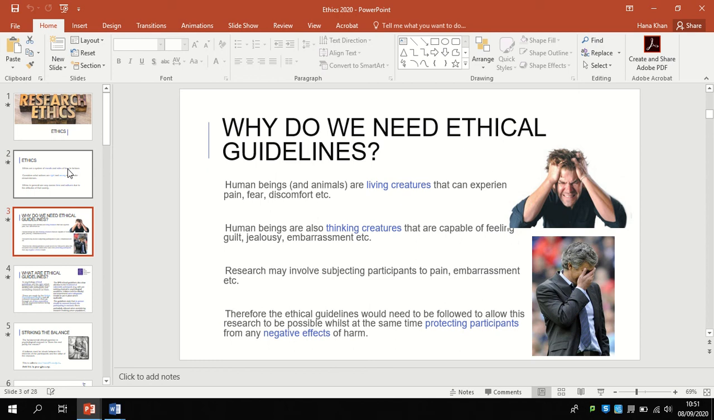Why do we actually need them in psychology then? Human beings are living creatures that can experience pain, fear, discomfort, embarrassment, etc. And we're also thinking creatures that could feel things like jealousy and guilt. Now, research may involve subjecting participants to pain or embarrassment, and therefore we need some guidelines in place to try and protect them from any negative effects of harm.